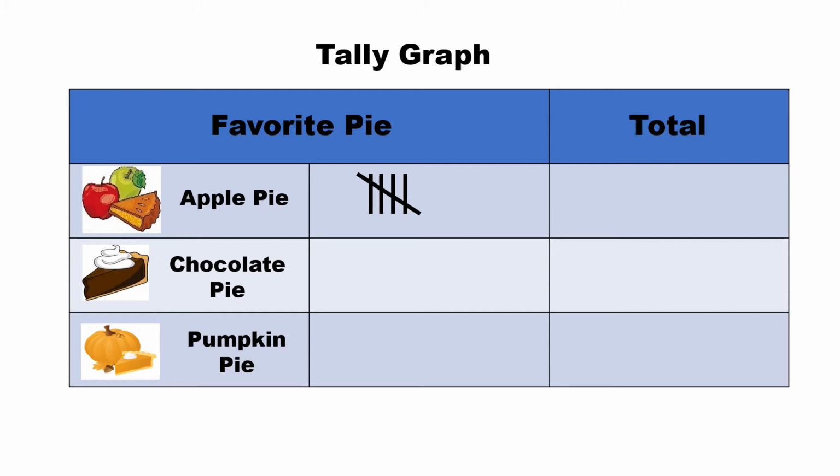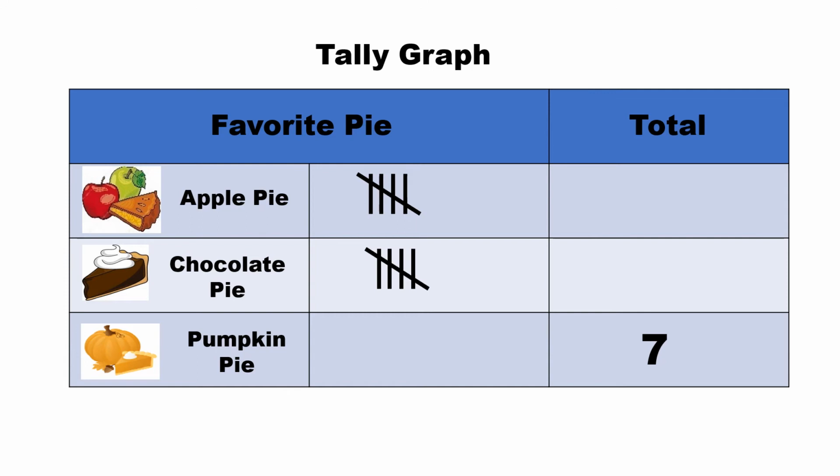Now there's chocolate pie. Again, I went back and counted all those pictures of the chocolate pie. 1, 2, 3, 4, 5. Again, there were 5 of those. Now for the pumpkin pie. Again, I went back to all those pictures and counted all the pumpkin pies. And there were 7 of them.